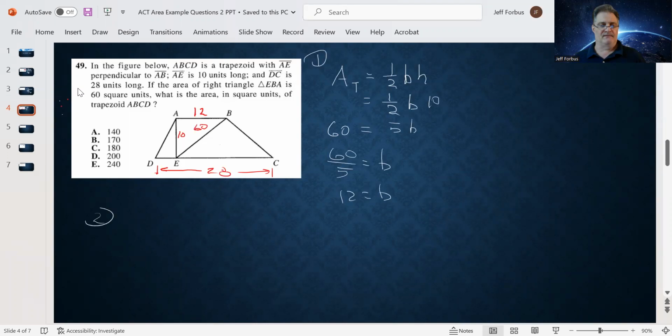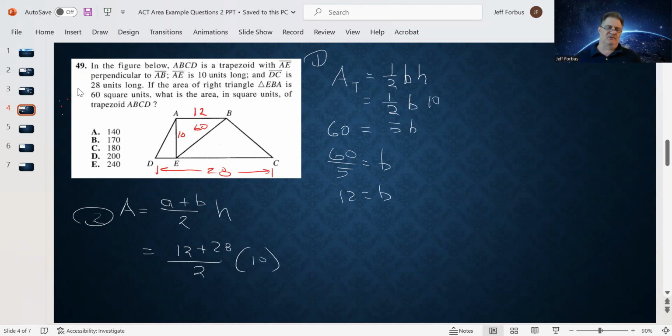The second thing is the area of the trapezoid. Now that formula is going to be side A, which is AB, and then side B, which is DC. Divide that by 2, multiply that by the height. And that's going to be equal to the area of the trapezoid. Well, we know we have a 12 and then 28. Divide all that by 2, and the height is 10. So 28 and 12 is going to give us 40.